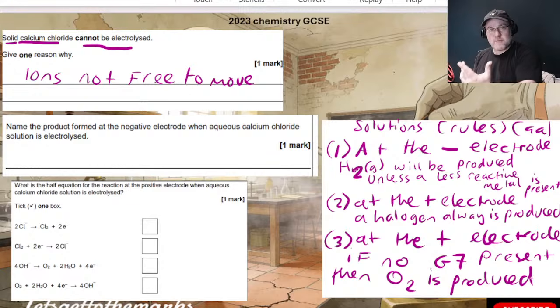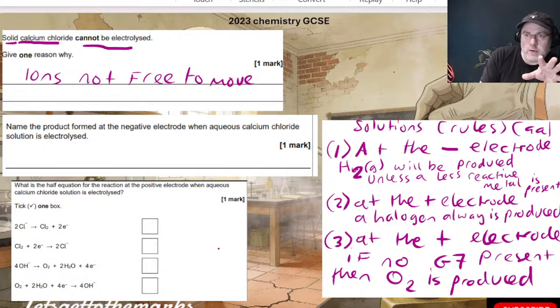Halogens will come off if present at the positive electrode: chlorine, bromine, iodine. But if there is no halogen, for instance if it's magnesium sulfate, sulfate is not a halogen, then oxygen will be made. I'll go through more of that when we do the questions. So, name the product formed at the negative electrode when aqueous, this means it's about solutions, calcium chloride is electrolysed.